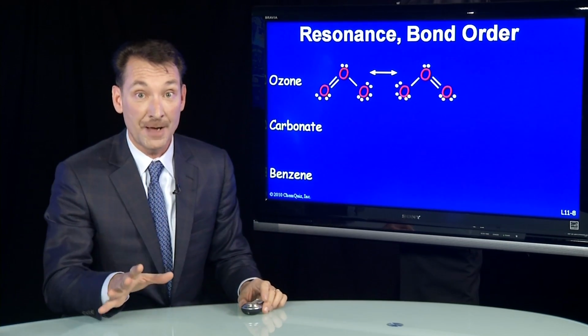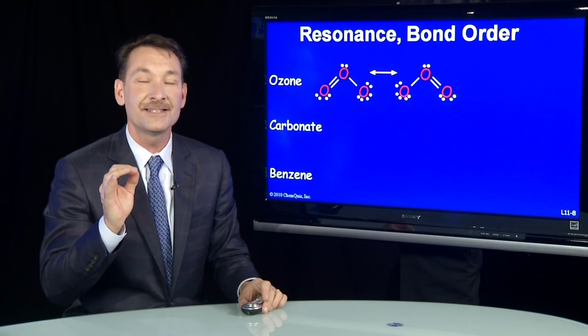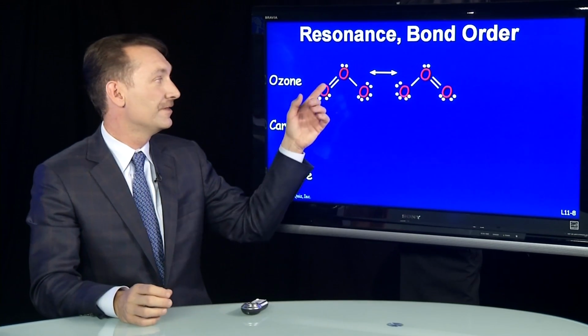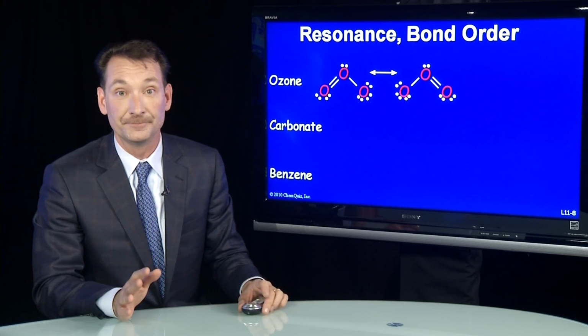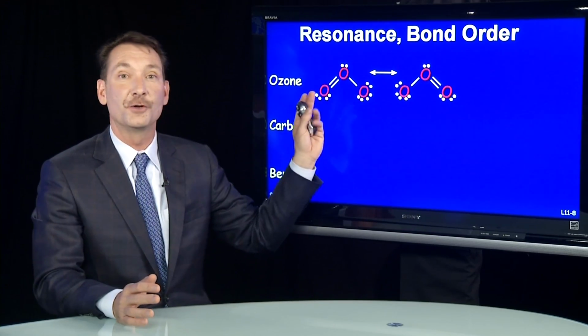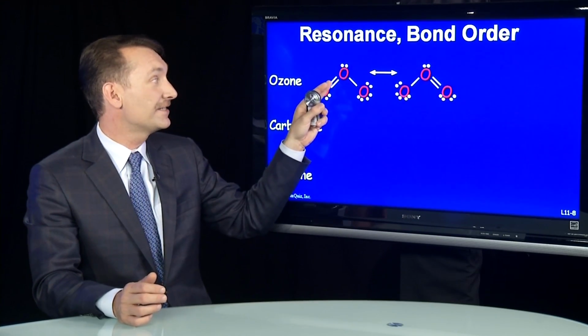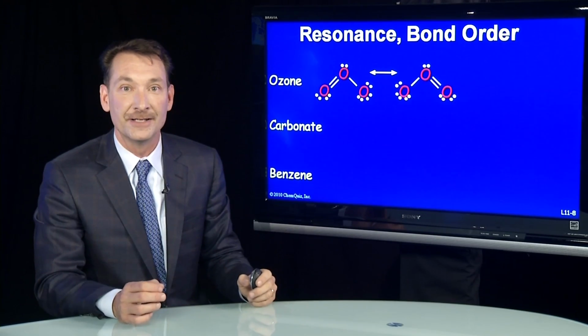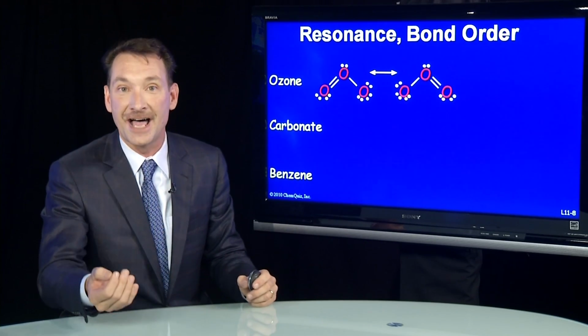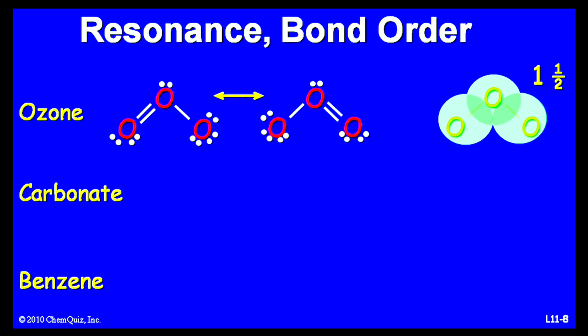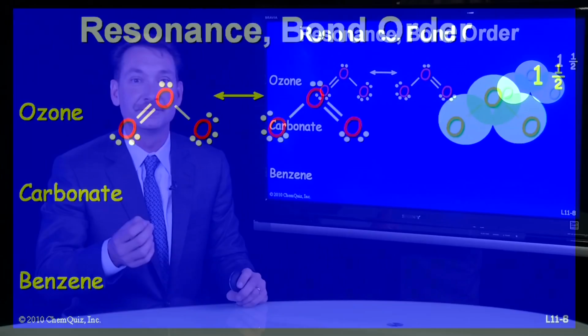It turns out spectroscopically we can show that the bonds in ozone are identical. These two bond lengths are the same. So the true molecule is more an average of these two Lewis dot structures. The bond isn't a double bond or a single bond, it's somewhere in the middle, a bond and a half. So ozone with its two equivalent bonds has what we call a bond order of 1.5.